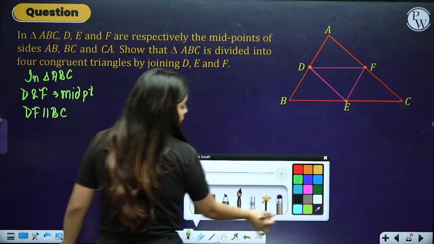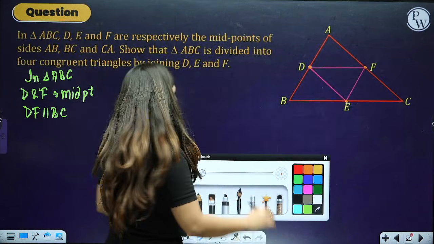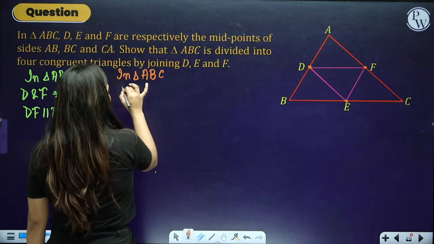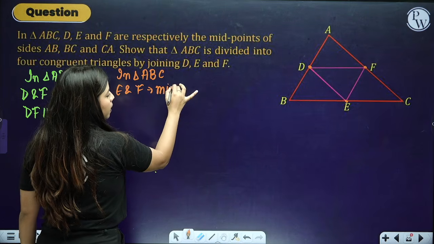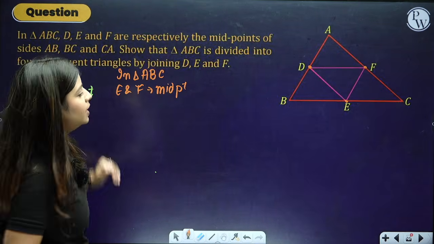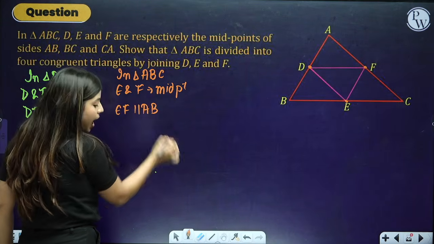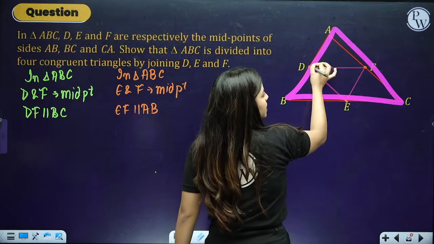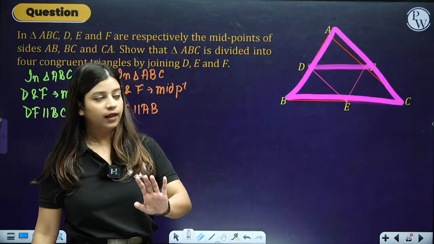Next, if in triangle ABC, I take E and F as midpoints, so EF is parallel to AB. How are we saying that? Look at the figure. If D and F are the midpoints, so DF is parallel to AC. One thing, right?